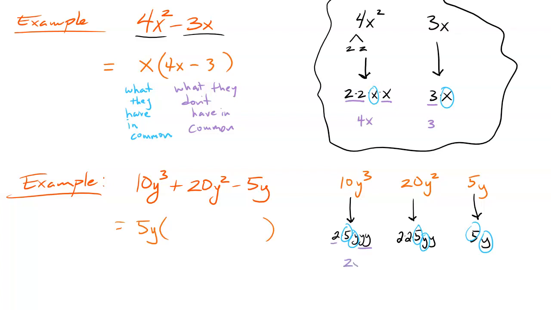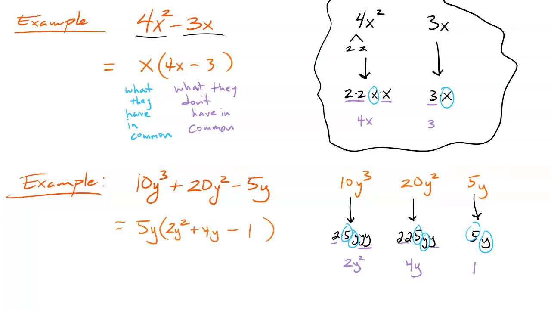So I've got 2 and 2 y's, I've got 2 2's and a y, and I've got nothing, but I can't leave it blank. It's basically multiplied by 1, and you'll see why in a second. It's kind of why I picked this example. So what they don't have in common is 2y squared. Plus sign stays a plus sign. Minus sign stays a minus sign. 1.